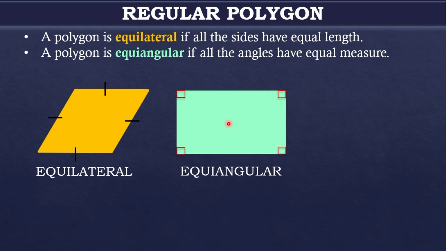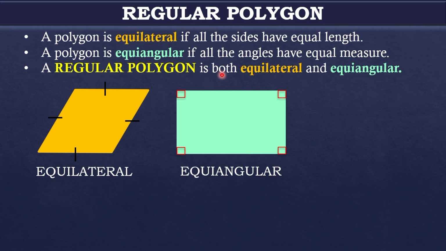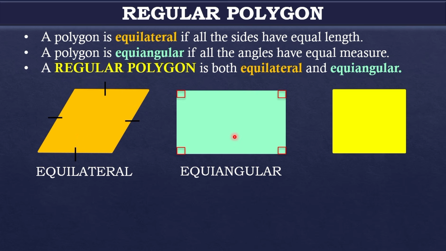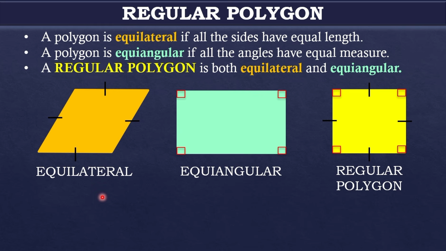Now, ano ang regular polygon? A regular polygon is both equilateral and equiangular. So, kapag ang polygon mo ay all sides are equal, all angles have equal measures, let's say for example, this one, pare-pareho ang sides, pare-pareho ang angles, then we can have a regular polygon. So, para masabi nating regular polygon sila, it must be equilateral and equiangular.